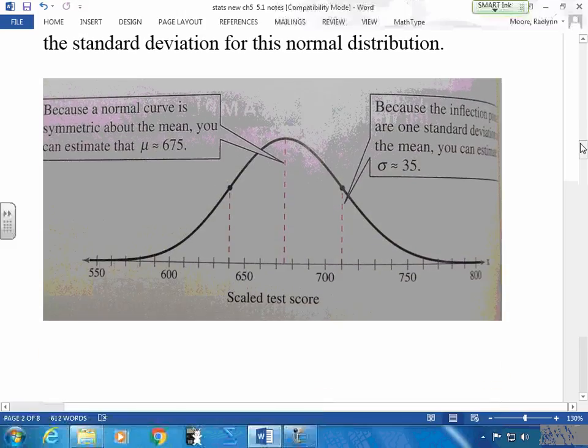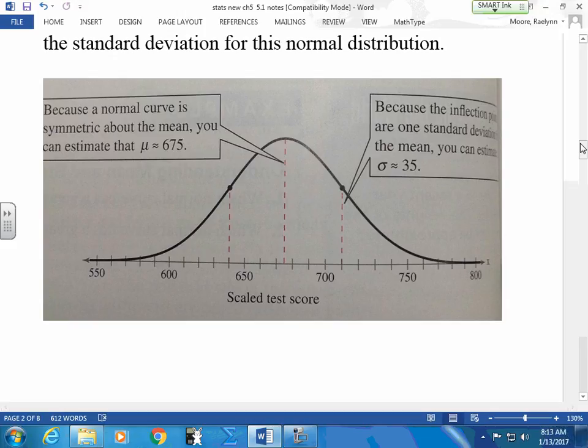Okay. If we look at this, because we know that an inflection point is one standard deviation away from the mean, you can find the mean by finding the middle. The mean's going to be in the middle, and the one inflection point is going to be one standard deviation away. This is where I put my standard deviations down here, and I put my x values up here so that they don't get confused. And we're going to do that again together.